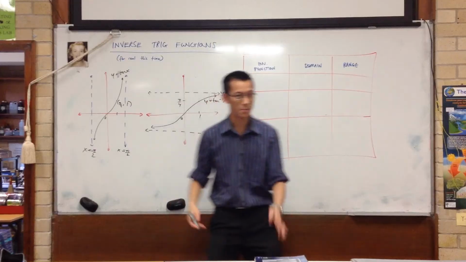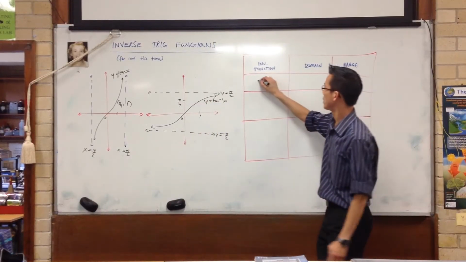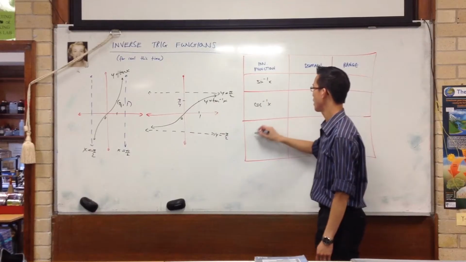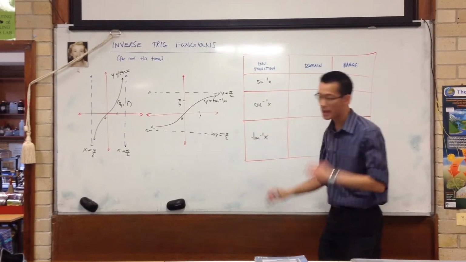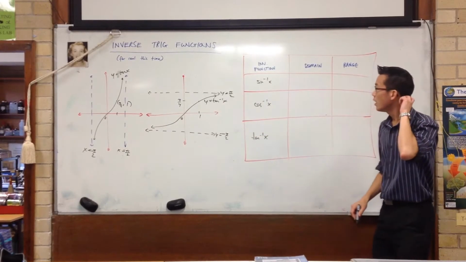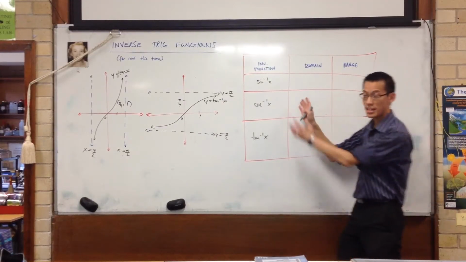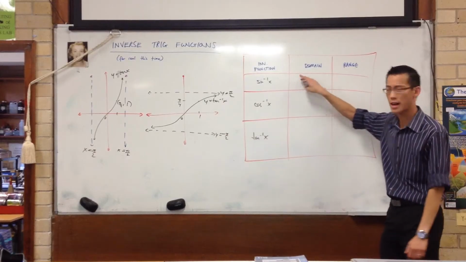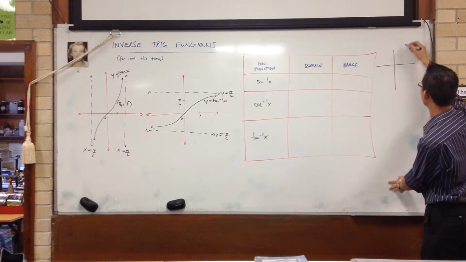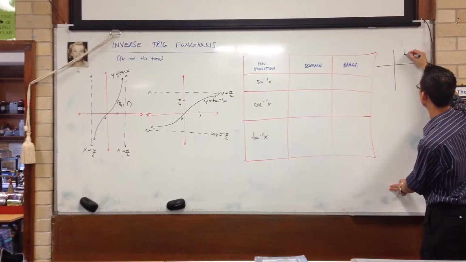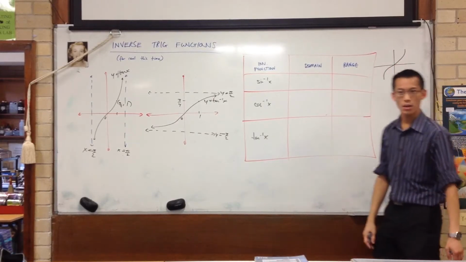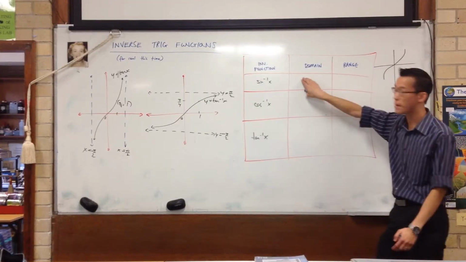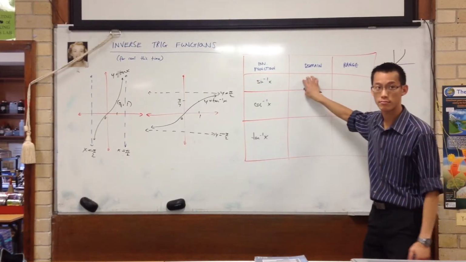So let's tidy it all up. Here's a table. We did sine, then we did cos, and then we did tan. So domain. Now we're thinking about the inverses, right? So remember when you had sine, that was this guy. Domain is the horizontal values where it makes sense. So what's the domain of sine inverse?